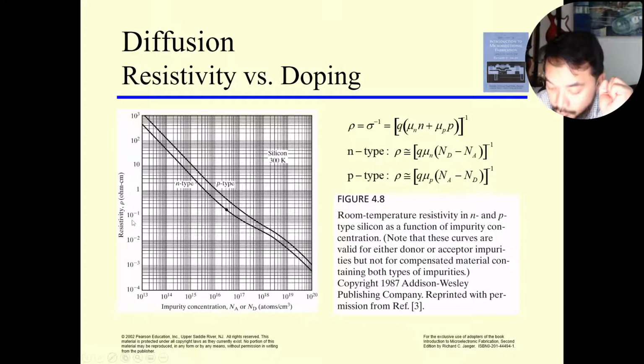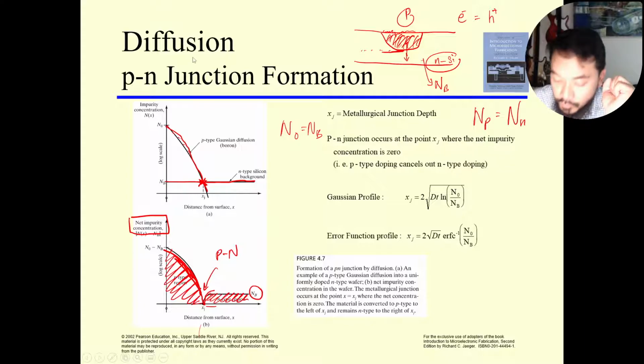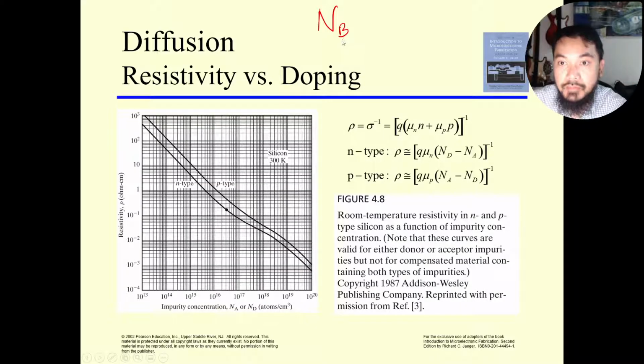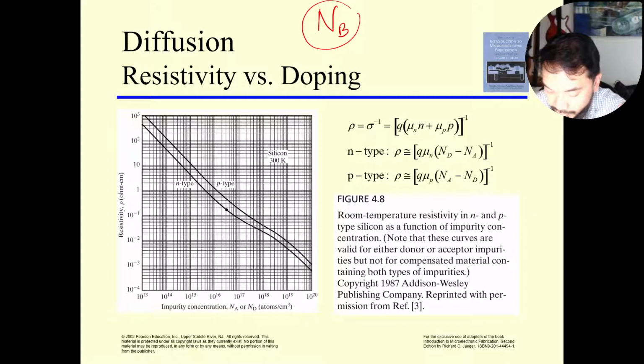For example, this is for you to find NB. Remember when I told you that before doing the diffusion, your wafer is already doped with a uniform background doping, either N-type or P-type, NB. So NB here depends on the impurity concentration of that background. NB here can be NA or ND. NA is acceptor concentration, ND is donor concentration. By knowing NB, we can use this graph to find out the corresponding resistivity of your wafer.